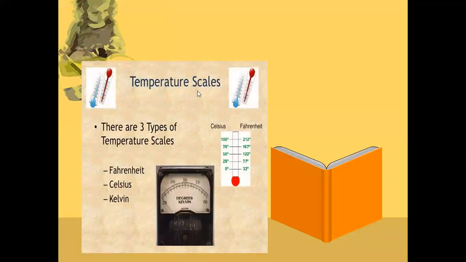Temperature scales. There are three types of temperature scales: Fahrenheit, Celsius, and Kelvin. F for Fahrenheit, C for Celsius, K for Kelvin. We measure temperature with the help of these scales.